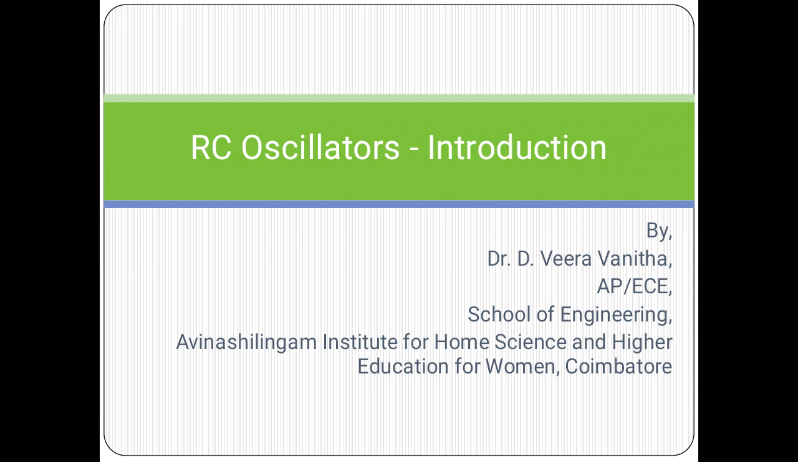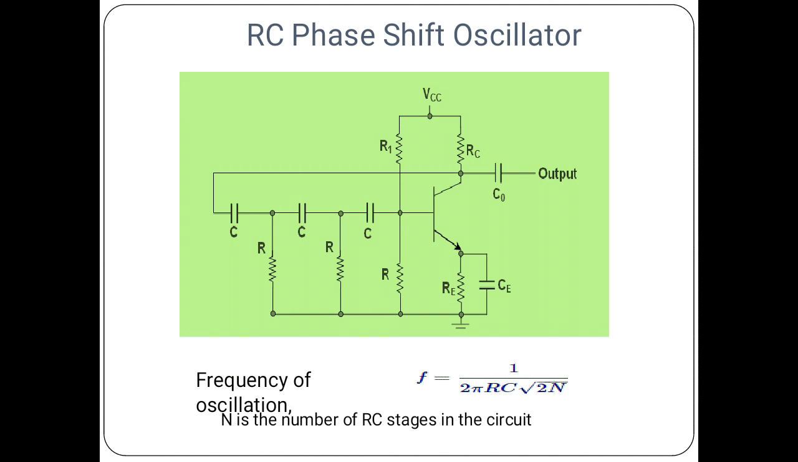The oscillator basic block diagram consists of an amplifier and the feedback network. The amplifier may be either a BJT amplifier or a FET amplifier. Generally, a common emitter amplifier is used because of its high gain.